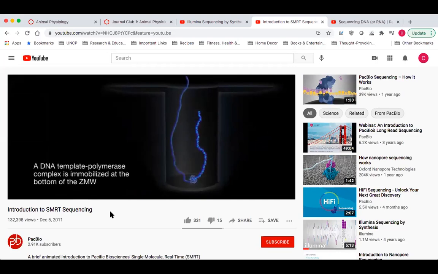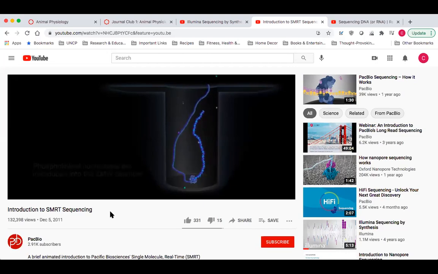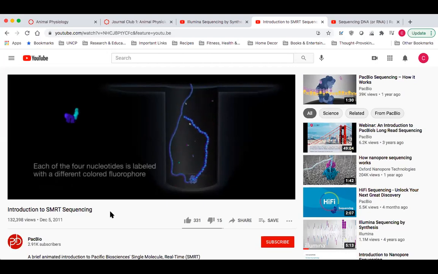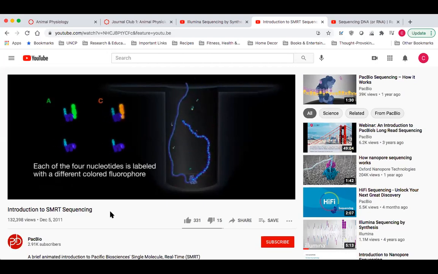Okay. And then your DNA template with polymerase is going to be bound to the bottom of your little teeny, very small well. So you've got a sequence here with a little polymerase. And then again, we have those fluorescent nucleotides that will be added to your tiny chamber. Again, each color representing an A, T, G, or C. They're labeled with a different fluorophore. So A is green, C is orange, G is yellow, T is like a pink color.